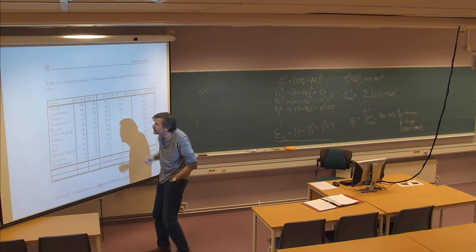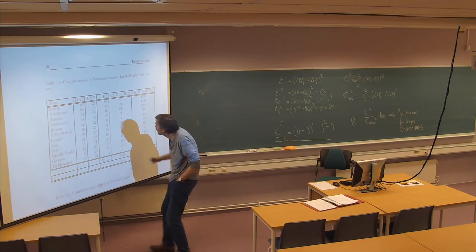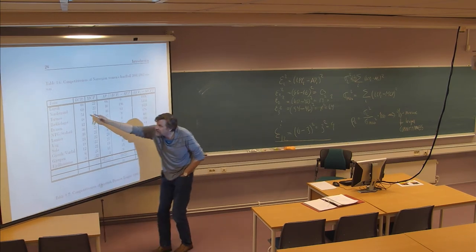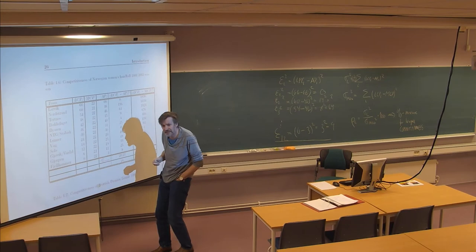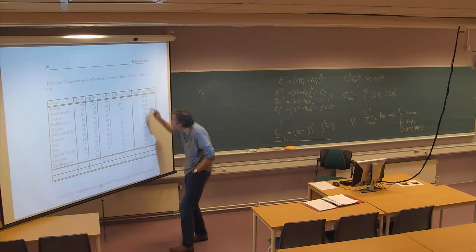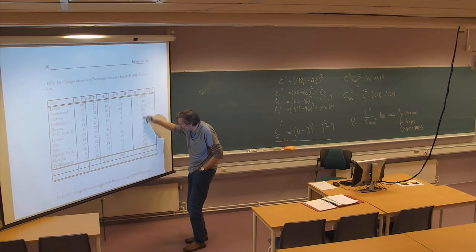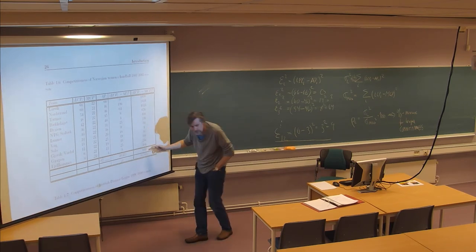66 minus 22 is 44, isn't it? 44 squared should then be 1936. 60 minus 22 would be 38, wouldn't it? 38 squared should be 1444, and so on. Of course, then we add all these numbers together, so they turn out to be 300.